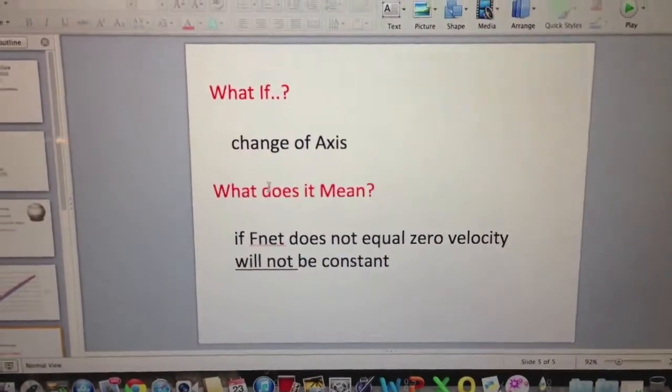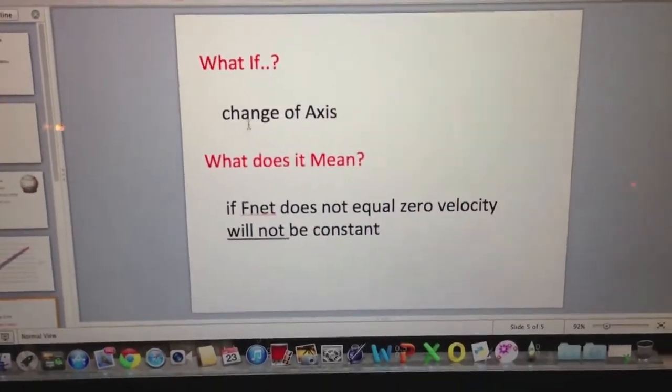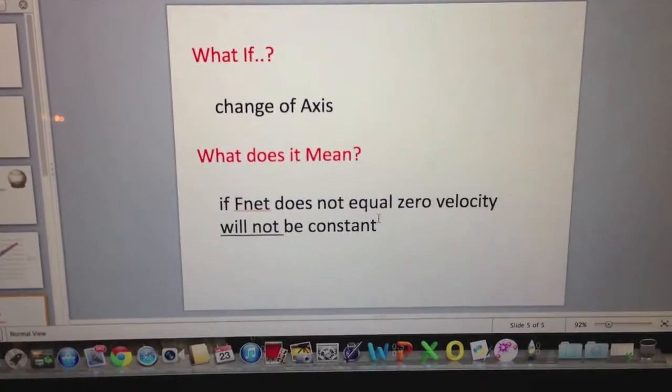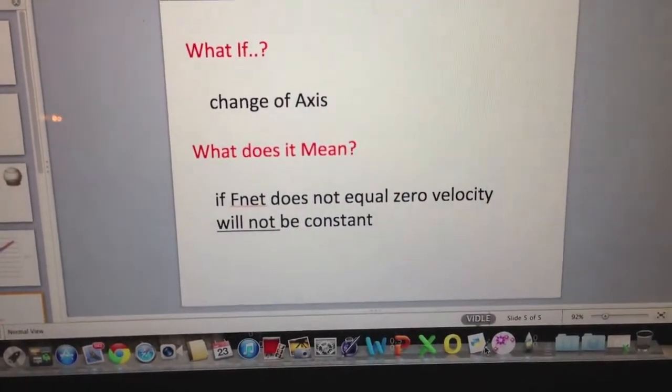All right, so our what if question is, what if we change the axes on which our simulation was run?